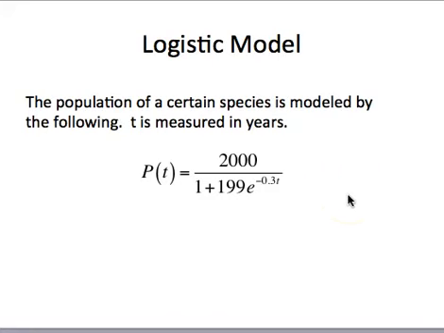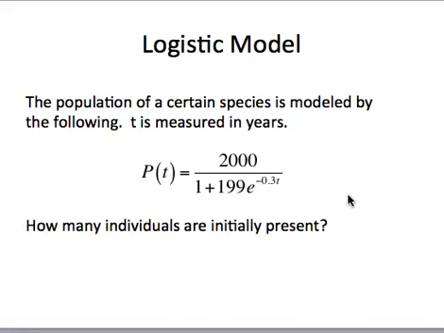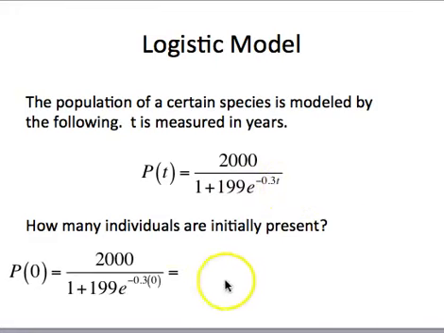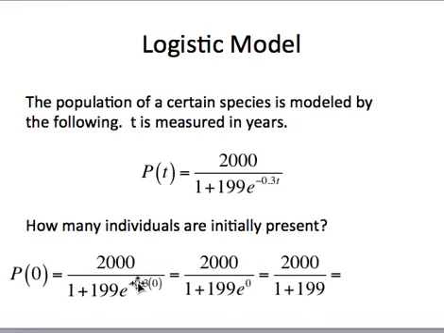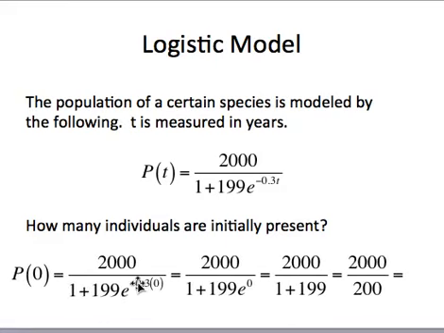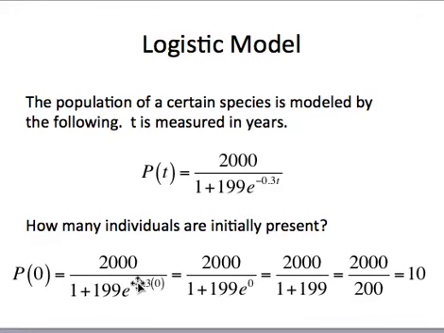So let's do some analysis with this. The first question asks how many individuals are initially present. That would mean when t equals 0, what is the population? What is p of 0? So plugging in 0, I will get on the bottom 1 plus 199 e to the negative 0.3 times 0. Now negative 0.3 times 0 is 0. E to the 0 is what we're going to get down there. But what is e to the 0? E to the 0 is, of course, 1. So it's just 2,000 over 1 plus 199, or 2,000 over 200. And that's easy to divide. That, of course, just gives us 10. So initially we have 10 individuals present in this population.